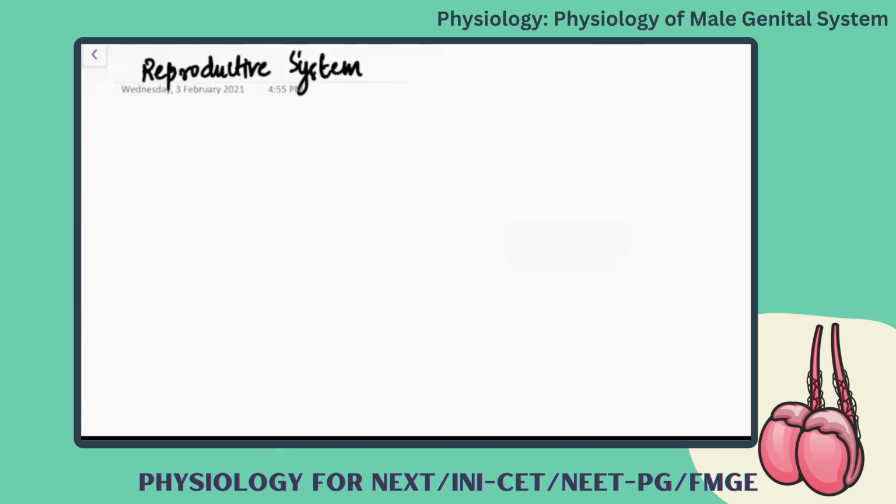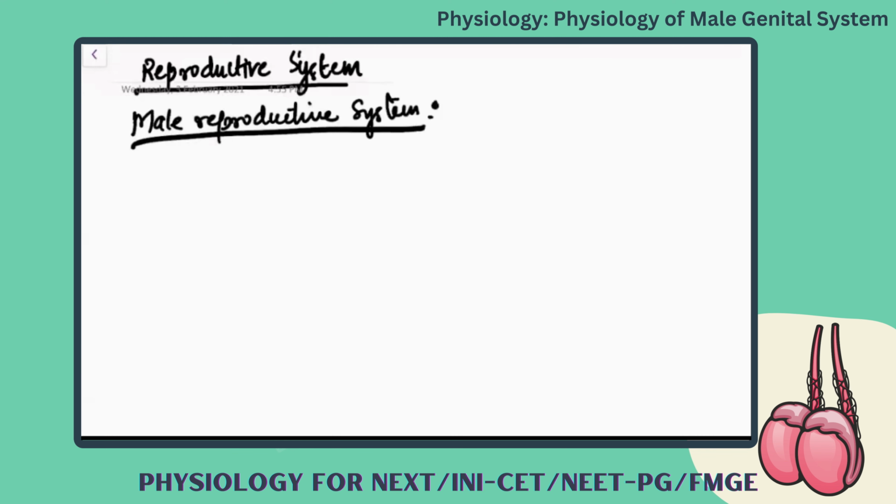So in the reproductive system, first we will see about the male reproductive system. Okay, so in the male reproductive system, what are all the organs involved? Basically, the structural organization you will categorize into external reproductive organs and internal organs.